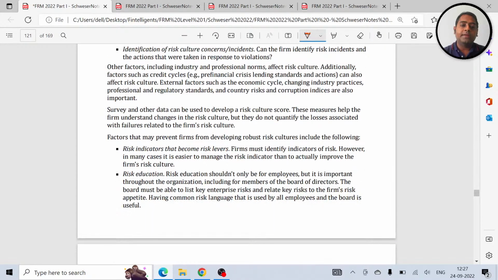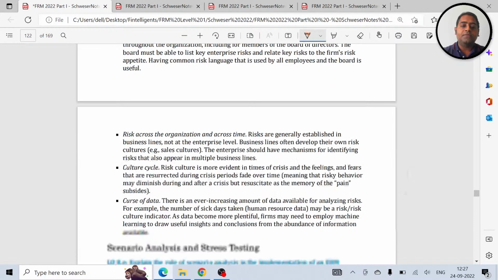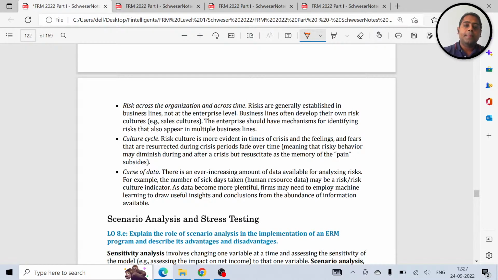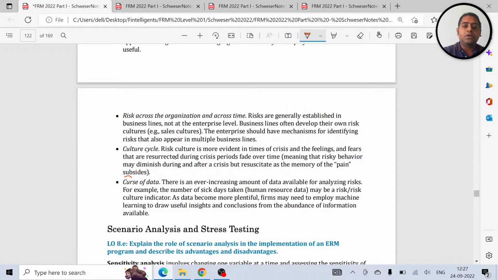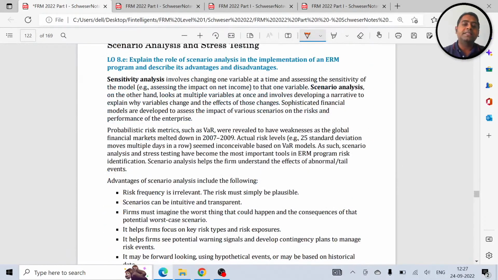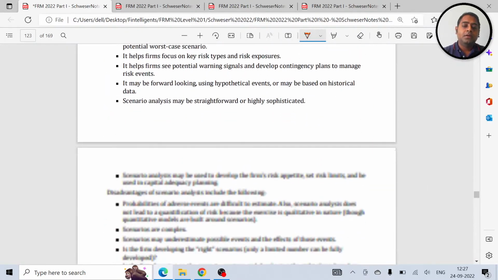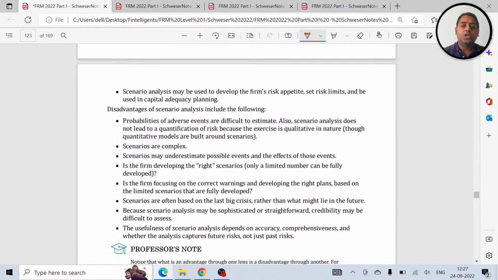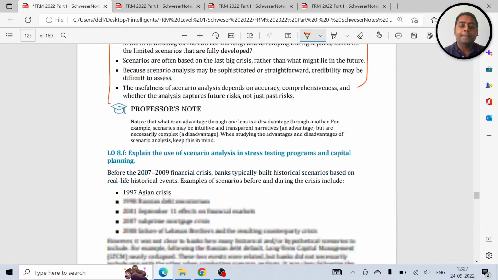Then we can directly go towards the general theory part. You can focus on curves of the data. The cultural cycle part, and within sensitivity and scenario analysis, advantage, disadvantage. You can focus more on disadvantage of scenario. I feel they can test you more over here.